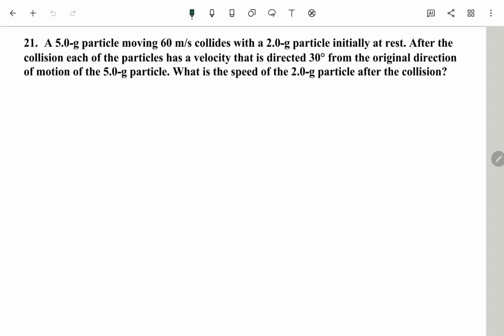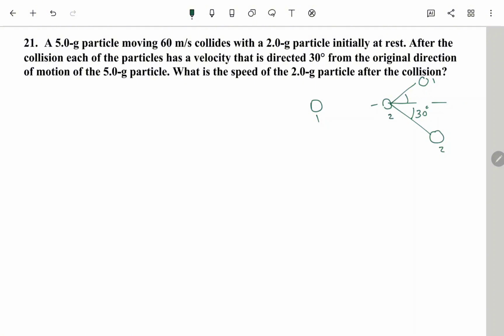Now again, we have here an object colliding with another object, and one object moves making 30 degrees with the horizontal, and the other object, this is 1, and this is 2, making 30 degrees with the horizontal as well. Now we would like to calculate the speed of the 2-gram object, this one here.